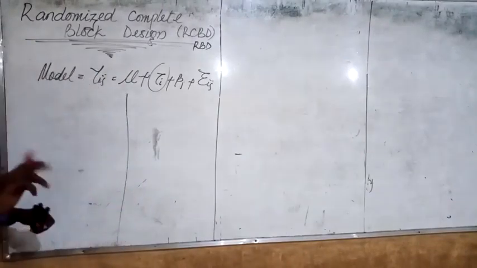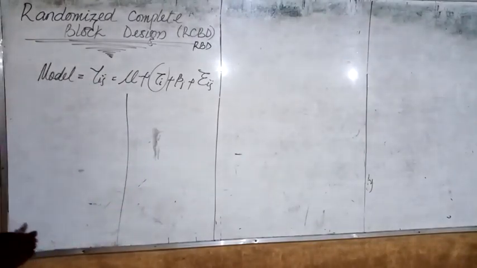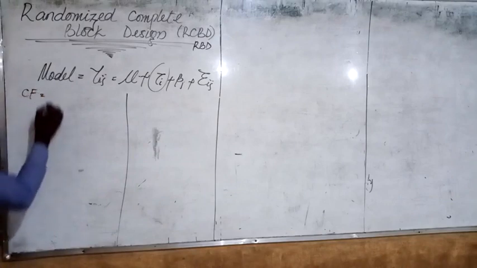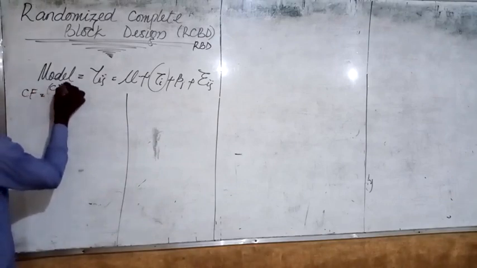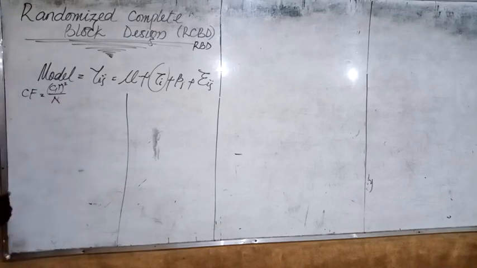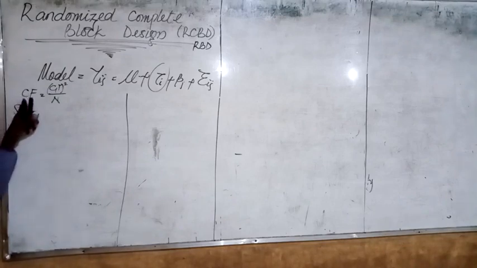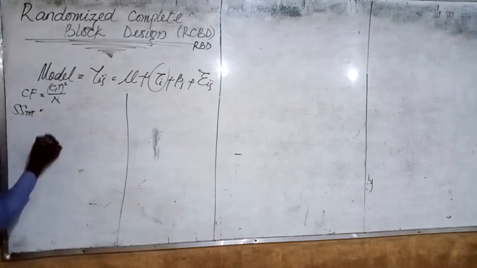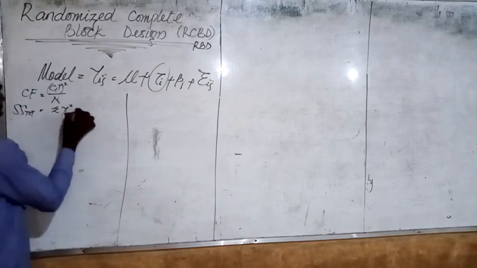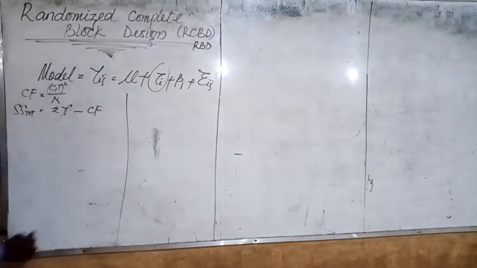So remember, what do we start with when we want to calculate for CRD? We first start with the correction factor, and it's given by what? GT squared, that is the grand total squared, over what? Over n, that is the total number of observations. Then our SS total next. So we always calculate, please remember, CF, then SS total, which is given by what? Summation of each treatment squared minus our correction factor.